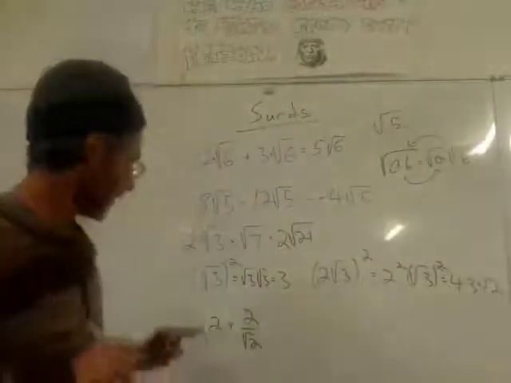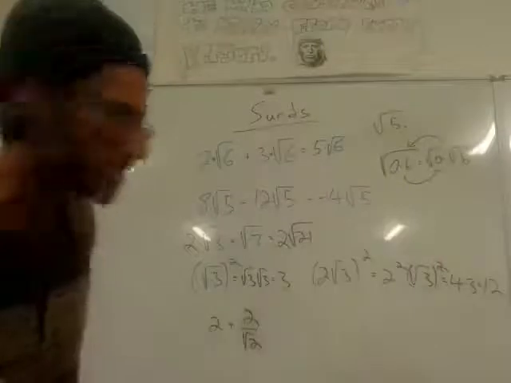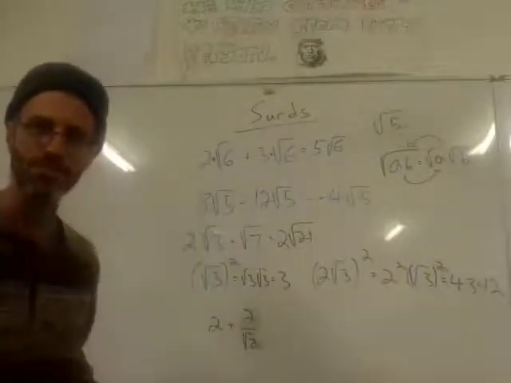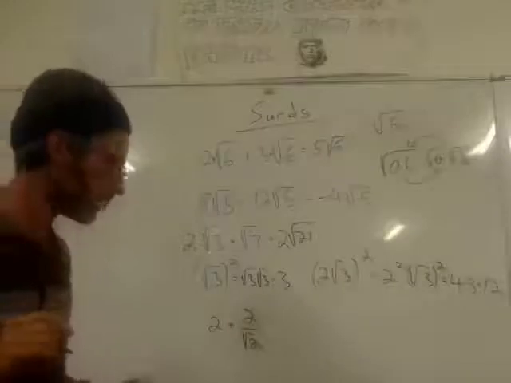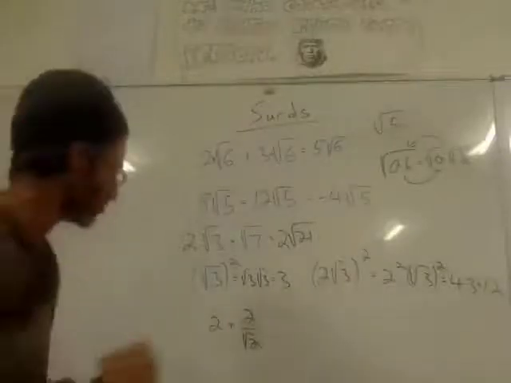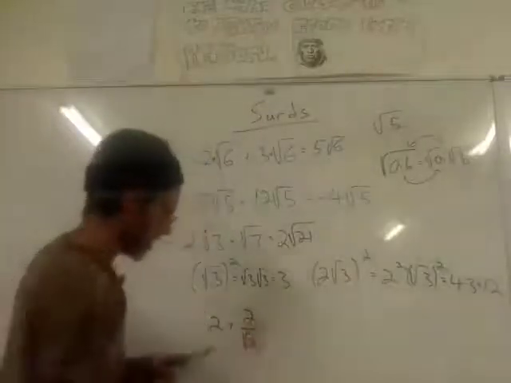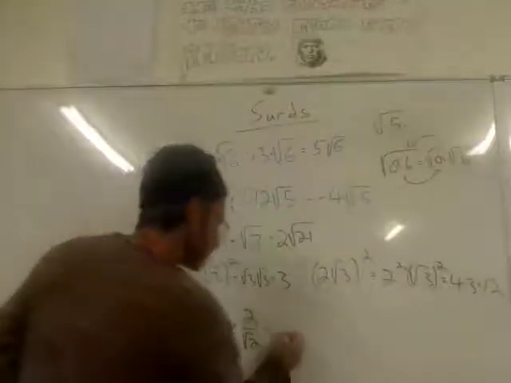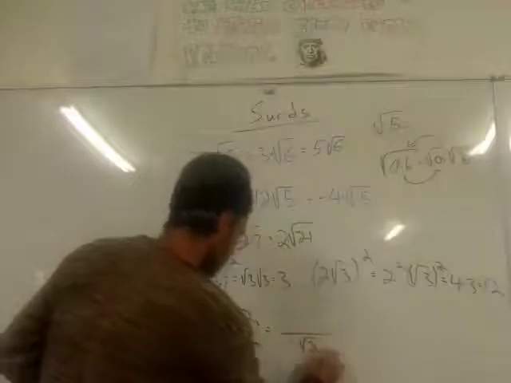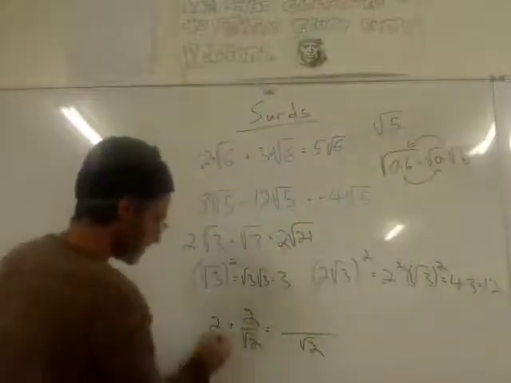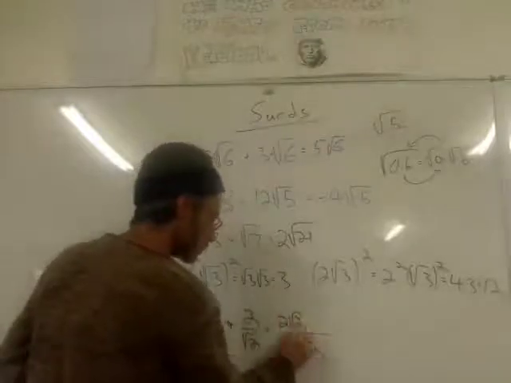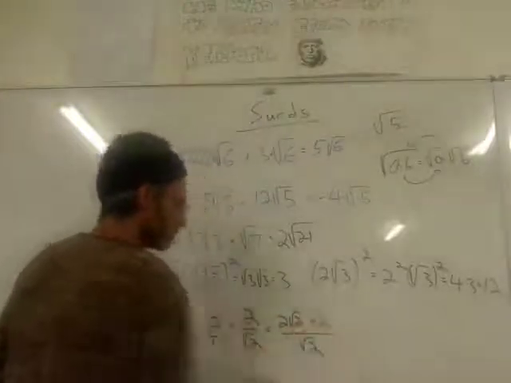And then the last one, we've got this one. Can you see it? 2 plus 2 divided by square root 2. Now there are kind of 2 ways of doing it, one which is better than the other, but I'll just show you. I'm going to get a least common denominator. The least common denominator is square root 2. And because this 2 is like 2 divided by 1, I have to multiply it. So it will be 2 times square root 2 plus 2.